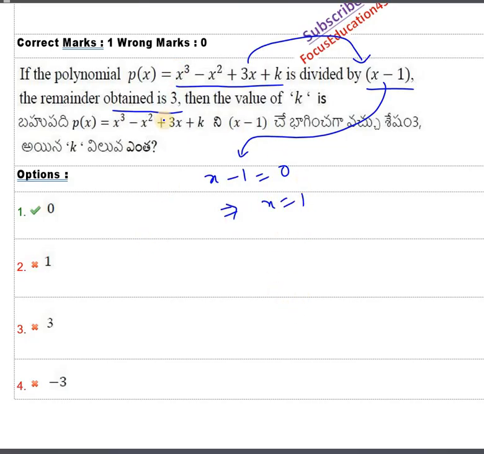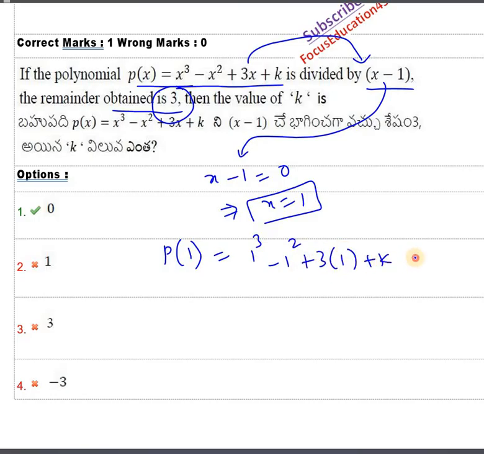That means in this polynomial p of x, if we write p of 1, we will not get 0. But here it is given the remainder is 3. So instead of x, substitute the value 1. So we get 1 cube minus 1 square plus 3 into 1 plus k. If we divide with 1, that is substitute 1, we get the remainder.